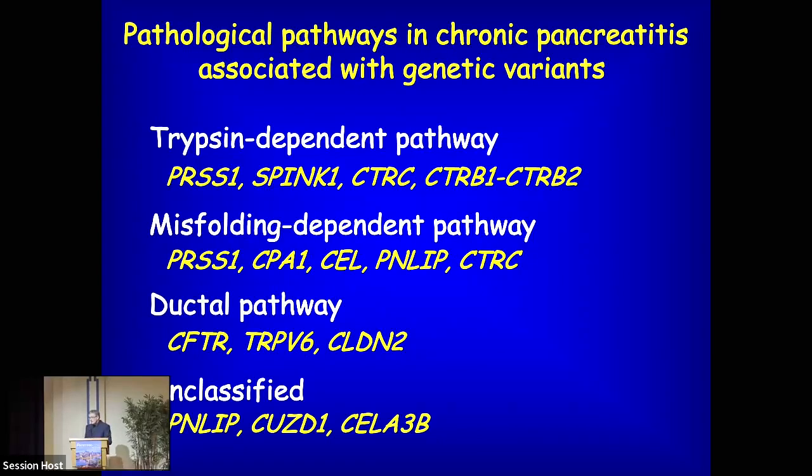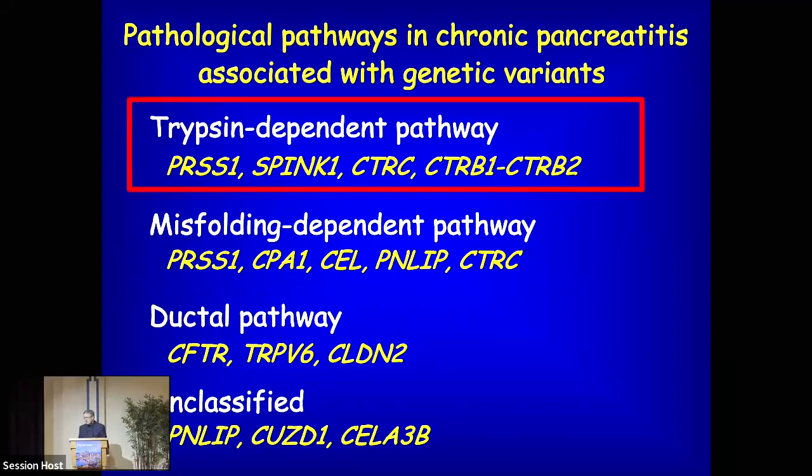And finally, there's some interesting rare but unclassified risk genes, protease-sensitive mutants of the pancreatic lipase, the membrane protein CUZD1, and some elastases belong here. So we study all of these genes in the laboratory and in mice. So I'm going to focus on the trypsin-dependent pathway because this is the best studied and the longest studied, and this is the dearest to my heart, and this is clinically fairly frequent.